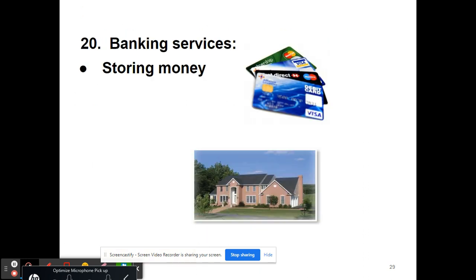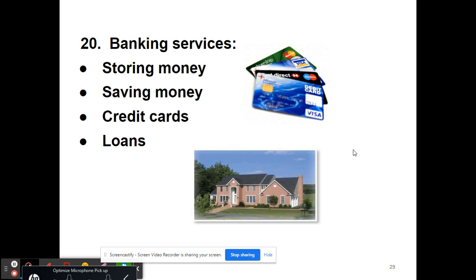Banking services. Banks do a few financial services. They'll allow you to store money. They allow you to save money. They allow you to write checks, pay for things. They let you have credit cards, loans, mortgages. A mortgage is a specific kind of loan just for a house. Other loans are, you could have a car loan, a boat loan, a personal loan, a business loan, all kinds of loans.